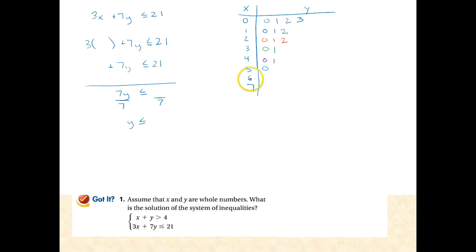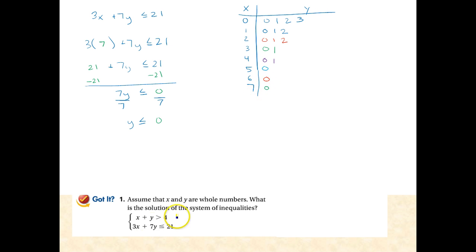When x is 6, 3 times 6 is 18. Subtract 18 from both sides. 21 minus 18 is 3. So y is less than or equal to 3/7, which means it can only be 0. And when x is 7, 3 times 7 is 21. Subtract 21 from both sides. You get 7y is less than or equal to 0. So y is less than or equal to 0. So it can only be 0.